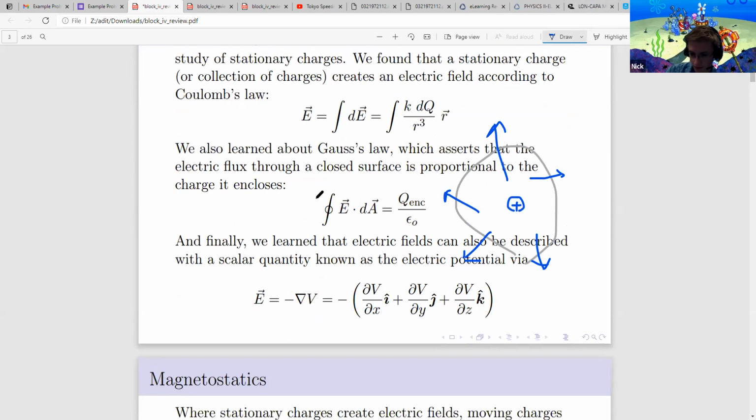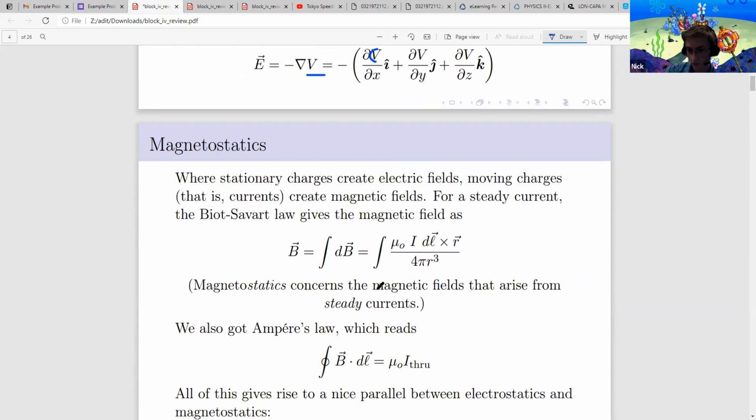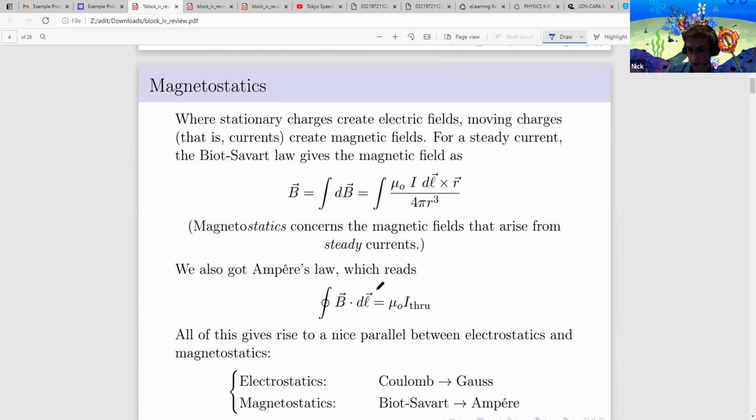And we learned about a quantity known as voltage or electric potential, which is basically just a scalar way of getting to the same thing as fields. It carries the same information as electric fields, except it's a scalar, so it's a little bit easier to deal with in some cases. So after electrostatics, we also got to magnetostatics in block 3.